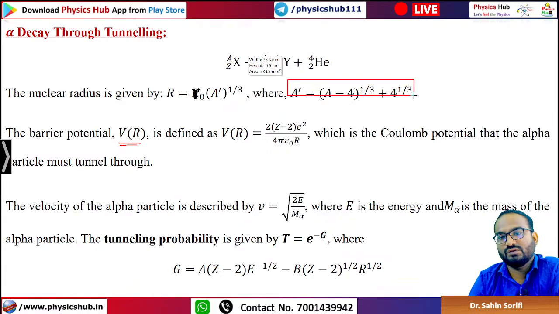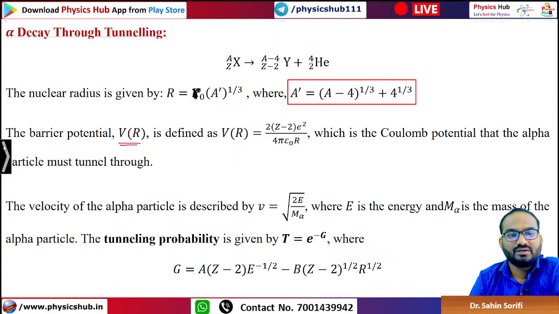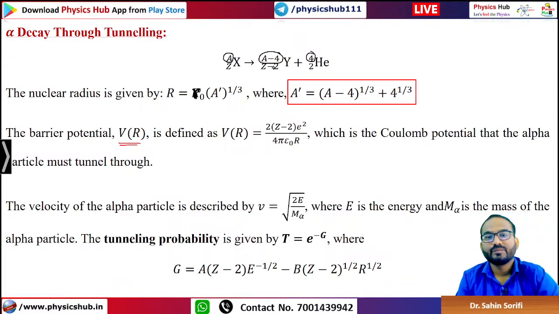This is done to take care of both the effects. It was previously A, and it generates A minus 4. Here A prime will be A minus 4 to the power 1 by 3 plus 4 to the power 1 by 3. So whenever you calculate this r value, you will use this A prime.